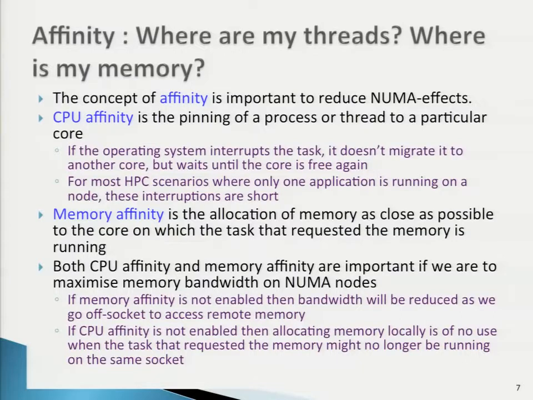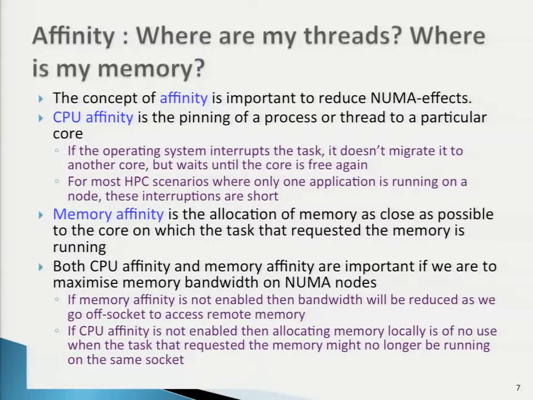Memory affinity is how we allocate memory so that it's as close as possible to the core or the thread that's going to be accessing it the most. And both CPU and memory affinity are essential if we really want to maximize the memory bandwidth on NUMA nodes.